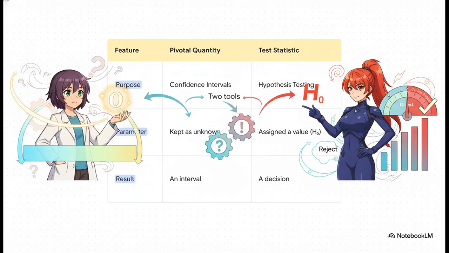But on the other hand, you have the test statistic. Its job is hypothesis testing, making a decision. You get rid of the unknown by plugging in a specific value from your null hypothesis. This lets you calculate one single number that helps you decide, do we reject the null or not? Two tools, two totally different jobs, all from the same starting point.